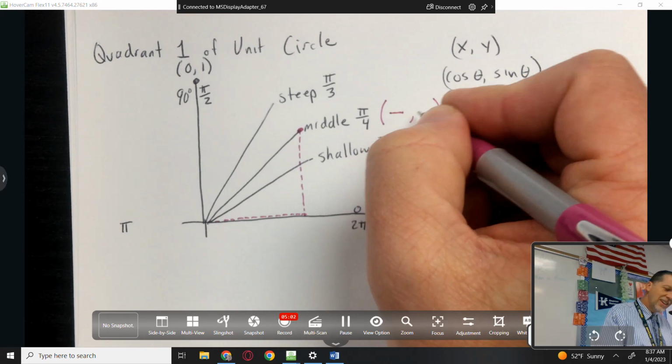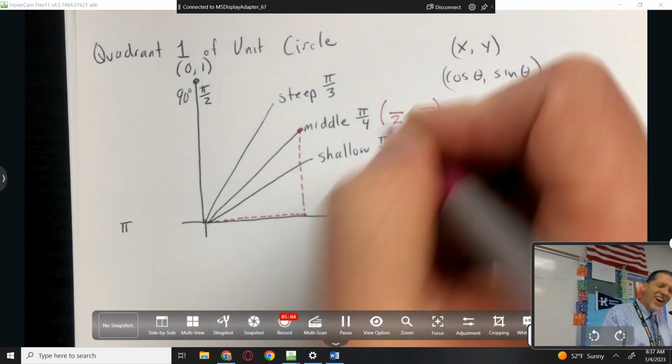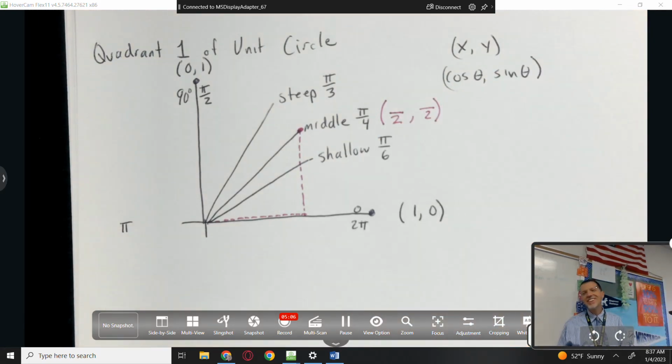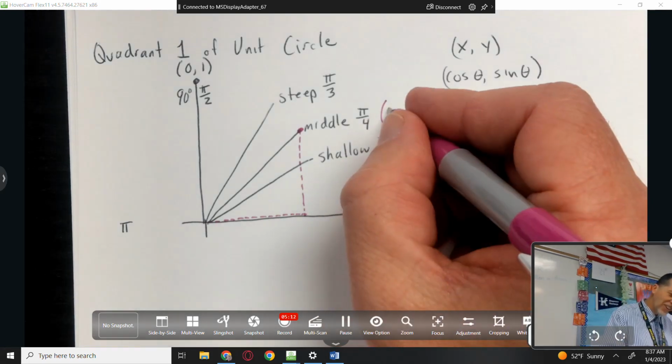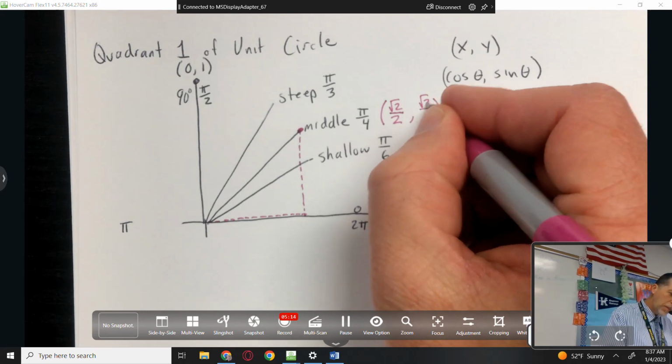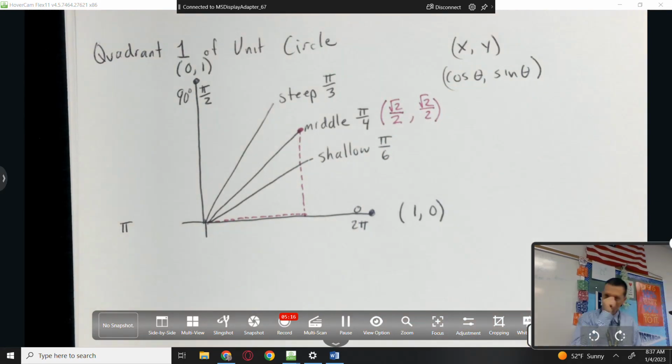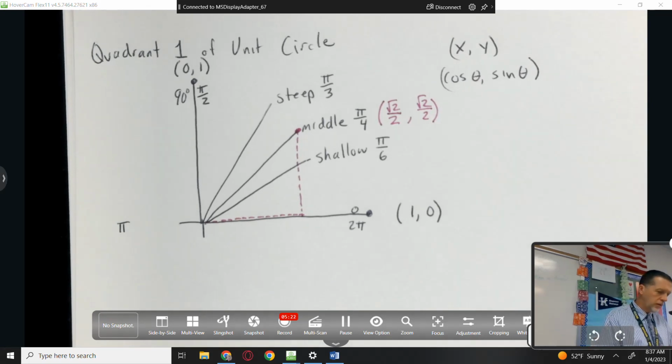No, it's... You're on the right track. I can't even think anymore. They're over 2. Isn't it square root of 2 over 2? And again, they're equal, so that's the easy one. If you get one of them, you get both of them. Root 2 over 2.